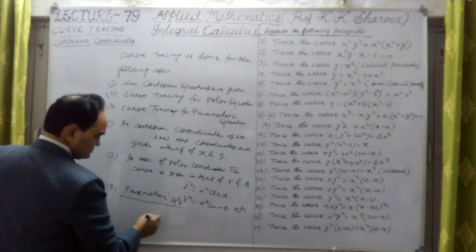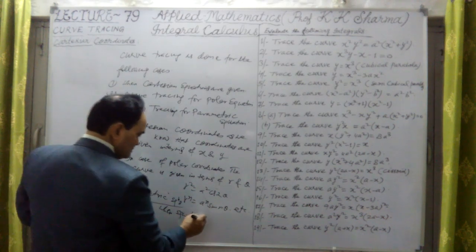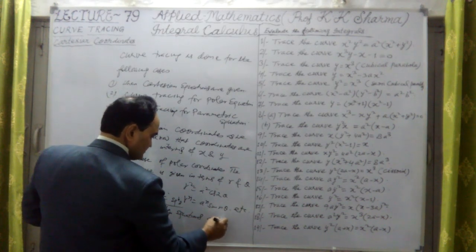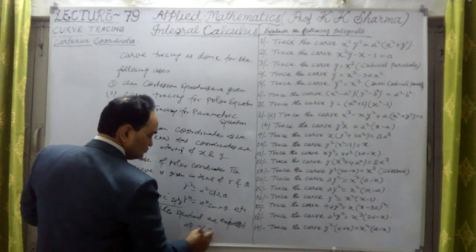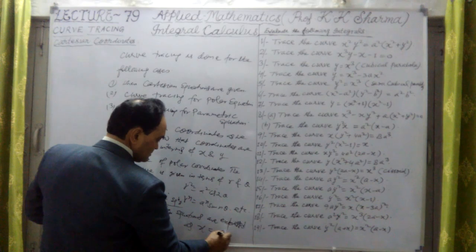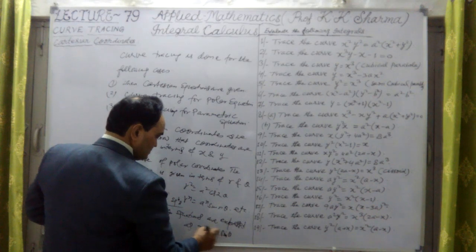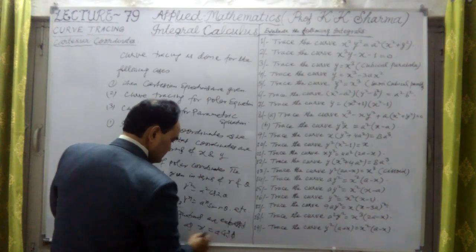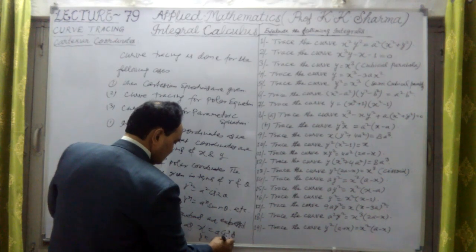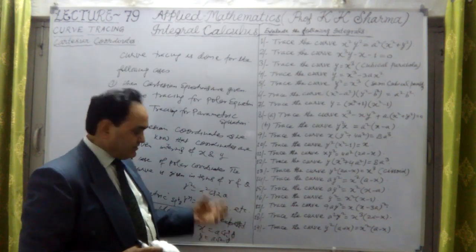In case of parametric equations, when equations are expressed as x equal to, let me take, a sin theta, or a sin phi, or a sin t, whatever, theta is the parameter here, or x equal to a cos theta, let me take x equal to a cos phi, no problem, and y equal to a sin phi, where phi is the parameter. So they are known as parametric equations. We will describe them when tracing in case of parametric equations.